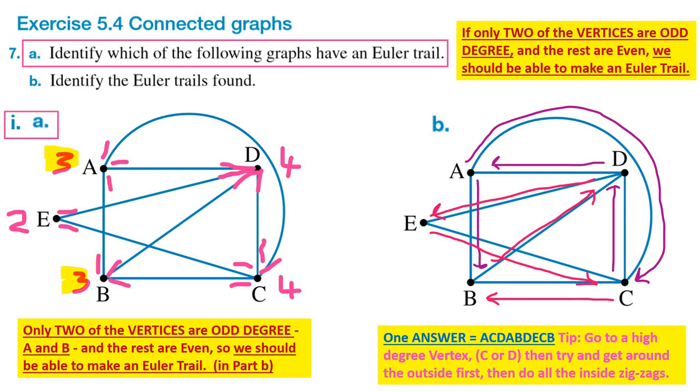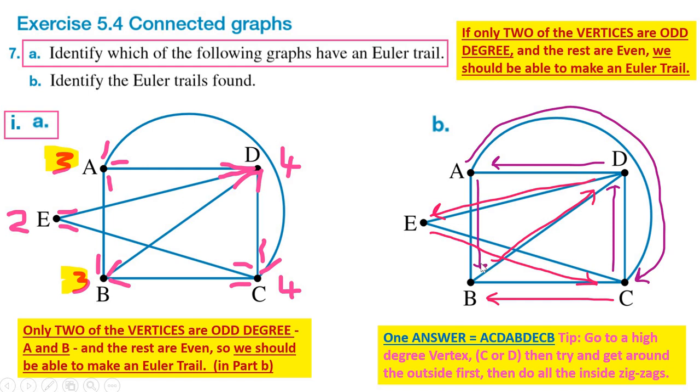So the tip was to go to a high degree vertex. We wanted to head from A, because we were starting at A. The first place we wanted to head was a really high degree vertex like C, which has 4 lines coming out of it, okay? We could have gone to D first because it's got 4 lines coming out of it, all right? So you want to head straight to one of those high connector vertices and then try and get round the outside first. So we were concentrating with these purple lines, if you notice they're purple, getting round the outside first.